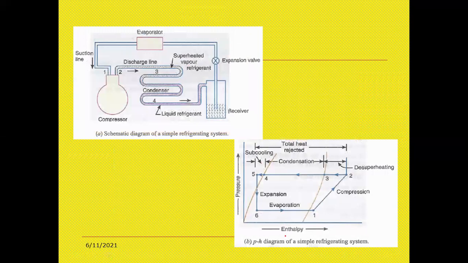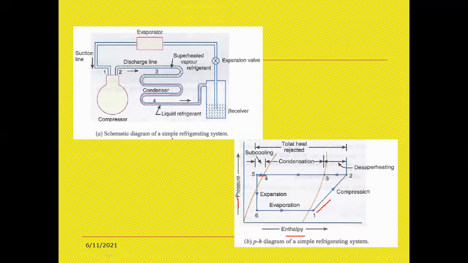Here the x-axis is the enthalpy and the y-axis is the pressure. 1 to 2 is a compression process, 2 to 3 is desuperheating, 3 to 4 is condensation, 4 to 5 is subcooling, and 5 to 6 is the expansion process. So these are the pressure and enthalpy stages shown on the graph.